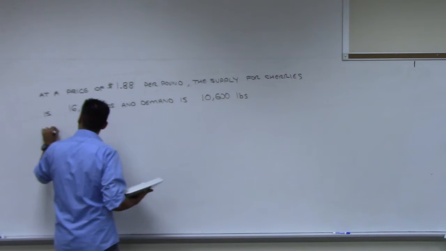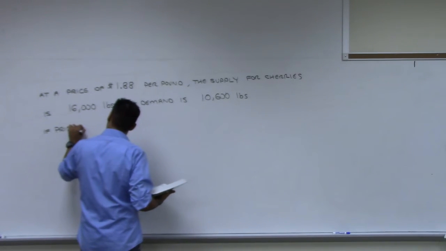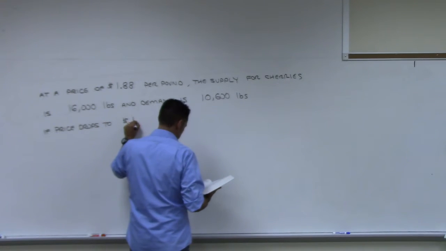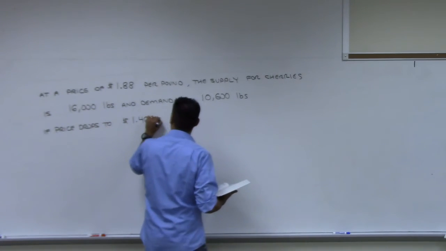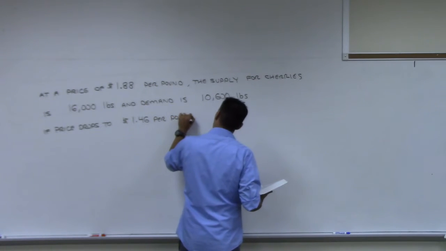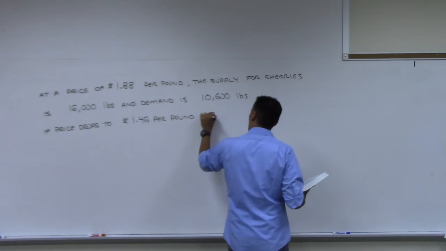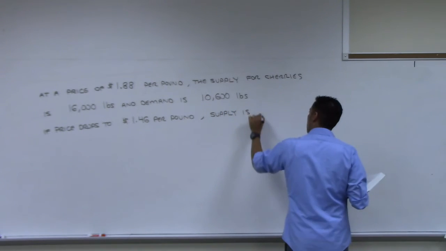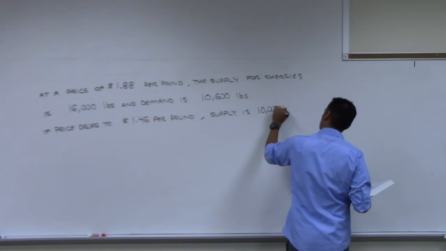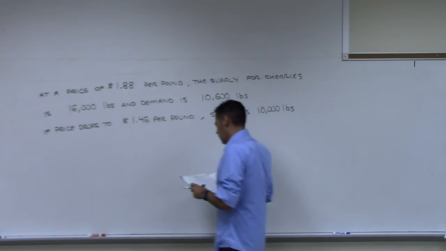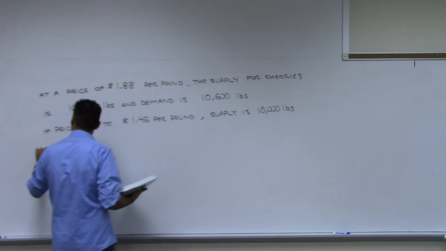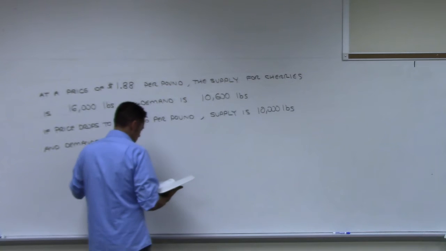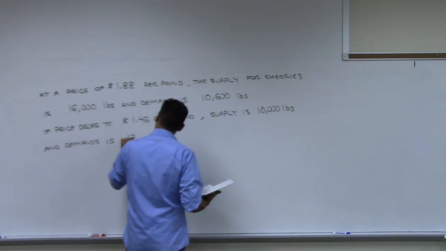If the price drops to $1.46 per pound, supply is 10,000 pounds, and demand is 12,700 pounds.